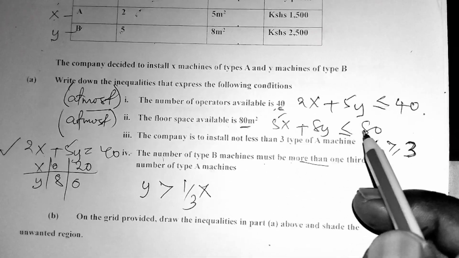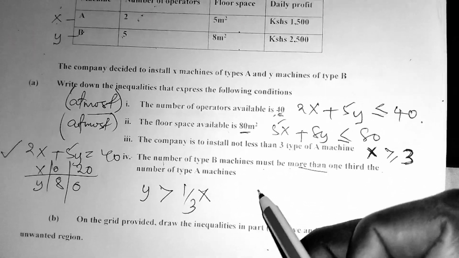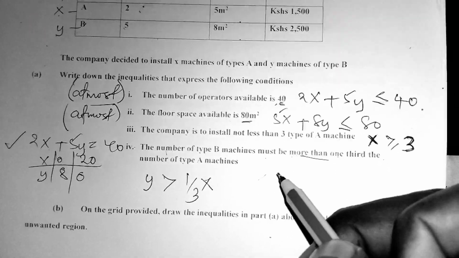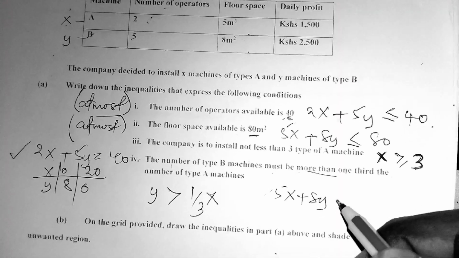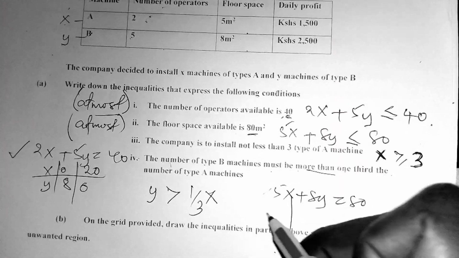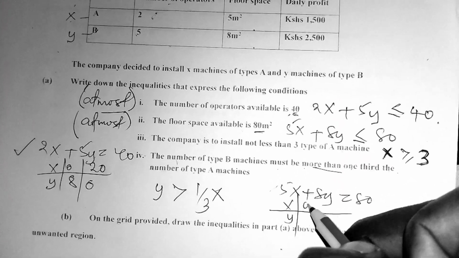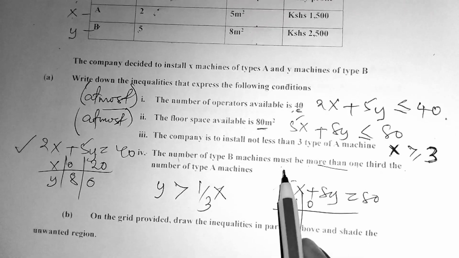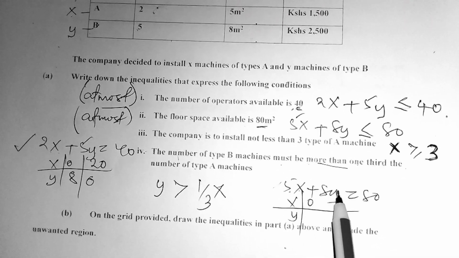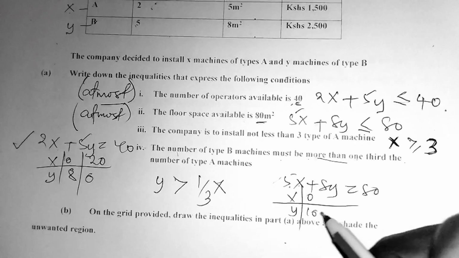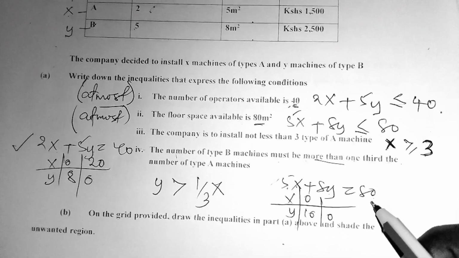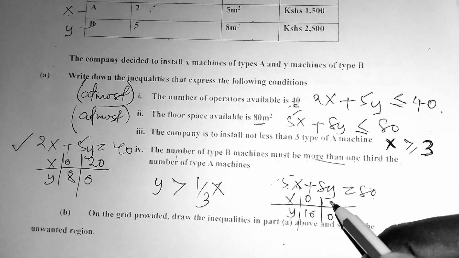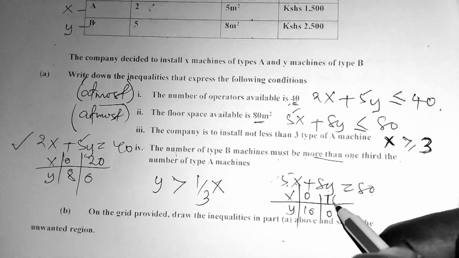Another equation we have is this one: 5x plus 8y equals 80. Find the x and y intercepts. When x is 0, 8y equals 80, so y will be 10. And again, when y is 0, you'll have 5x equals 80, so your x will now be 16.